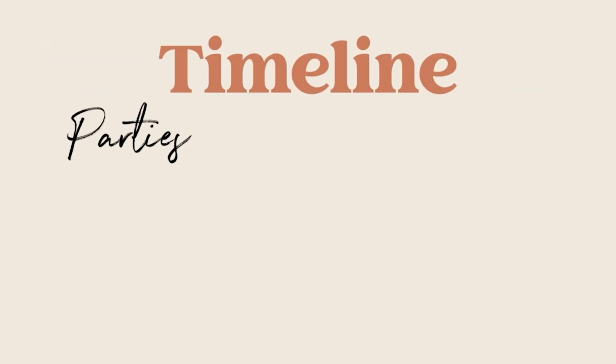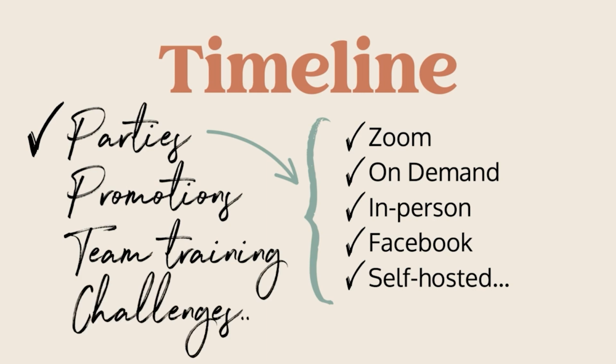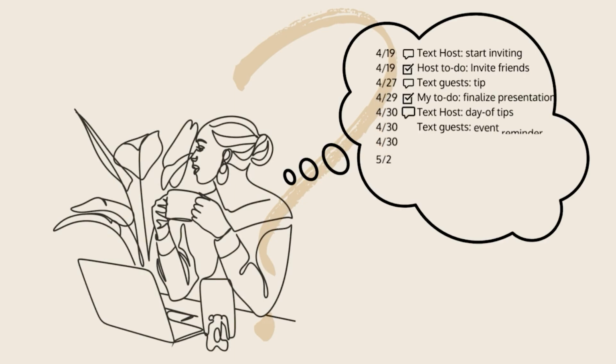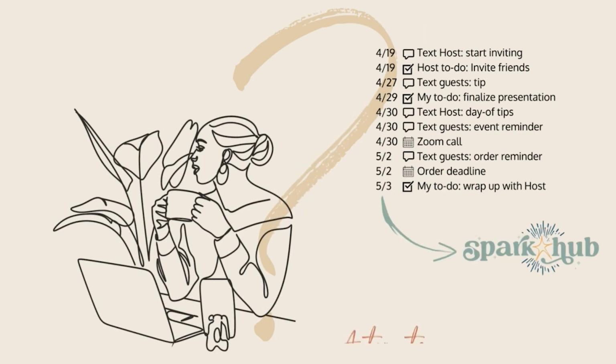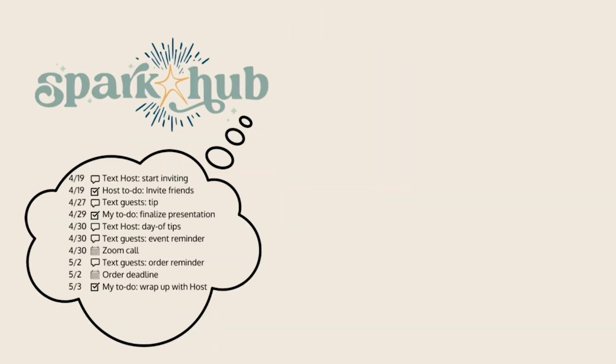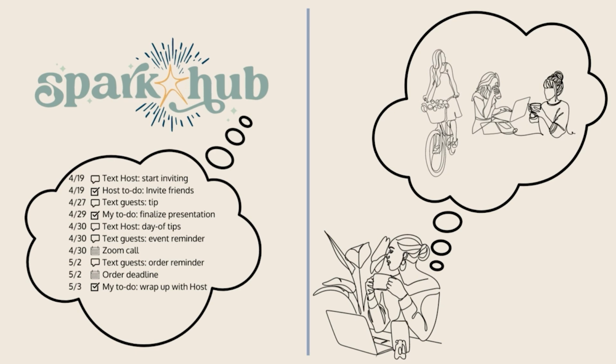And just think, our timeline feature can also support other party styles, or events like promotions, team training, challenges, you name it. So the question is this: do you want to continue handling all those event logistics yourself? Or are you ready to get them off your mind and into a trusted system to automate, streamline, and scale your business? Let Sparkhub manage your event logistics for you so you can focus on what you do best: engaging with and serving your customers and hosts.